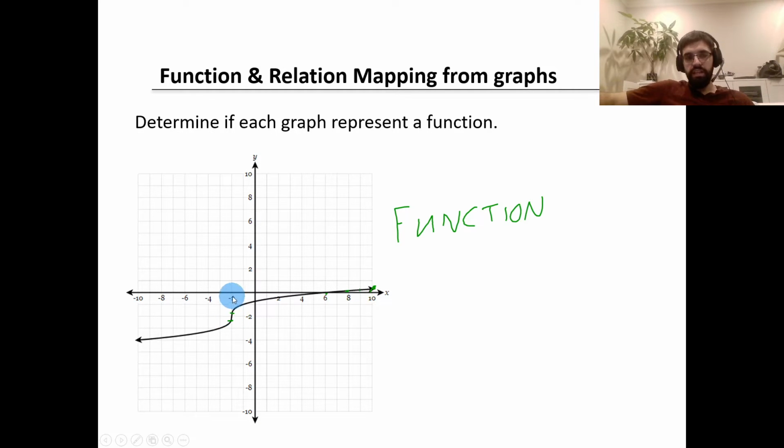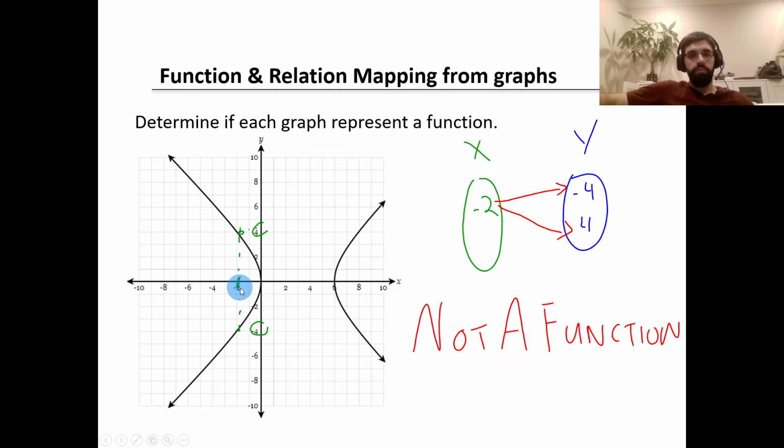So if you pick any decimal value close to -2, you're going to get a unique y value, albeit another decimal answer. And because this is a slanted line and not a straight vertical line, we're going to say that each x value maps to only one y value. Therefore, it's a function.